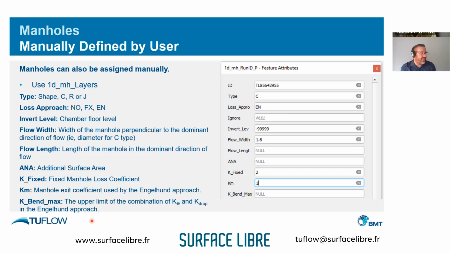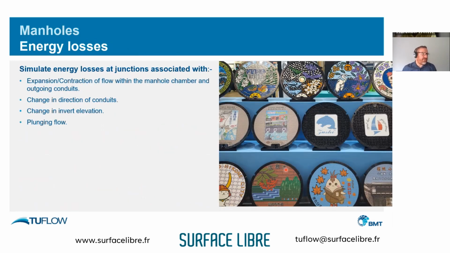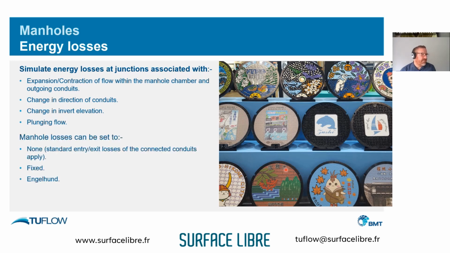Okay. So we have all those or the capability to override those within a 1D manhole layer. Like I said, primarily it's to do with the energy losses. So these are energy losses associated with the expansion, contraction of flow as it goes into a manhole chamber, the change in direction of the conduits, as we just talked about, the change in invert level, elevations, and also to account for plunging flow and other things that might exist, some other minor losses.